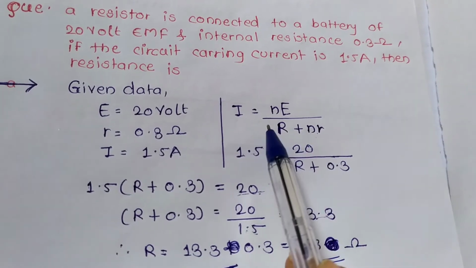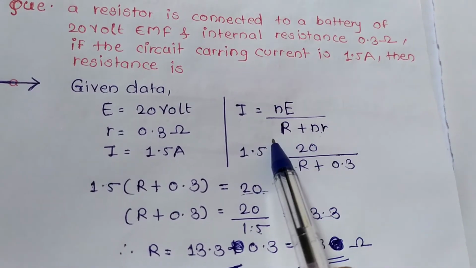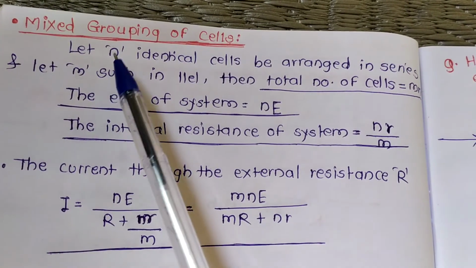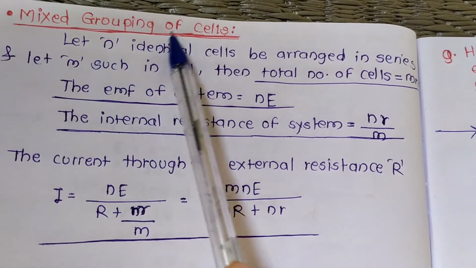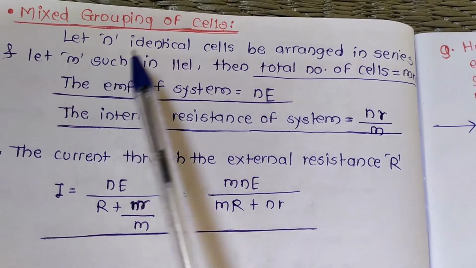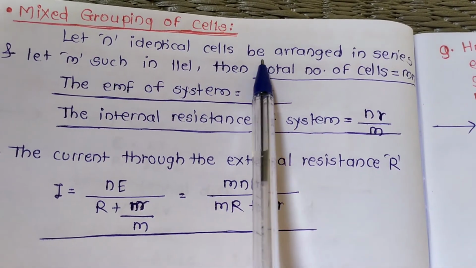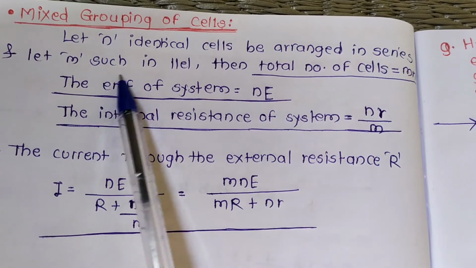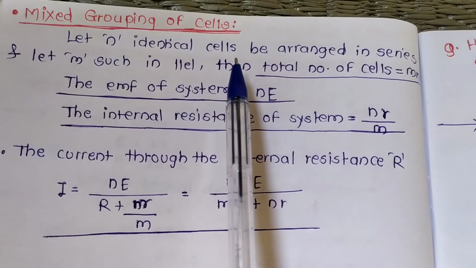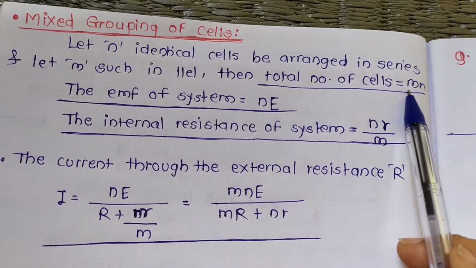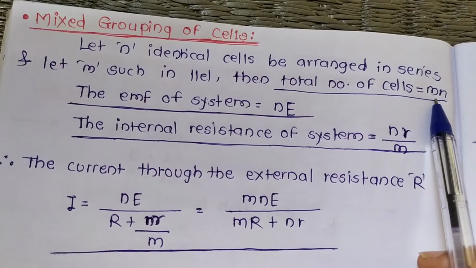Understand? This formula is important. Okay. Now the formula for mixed grouping of cells. Let n identical cells be arranged in series and m such in parallel. Then the total number of cells is equal to m into n.